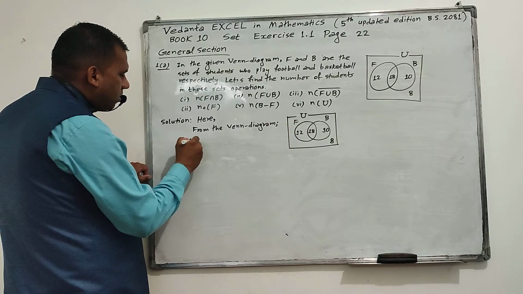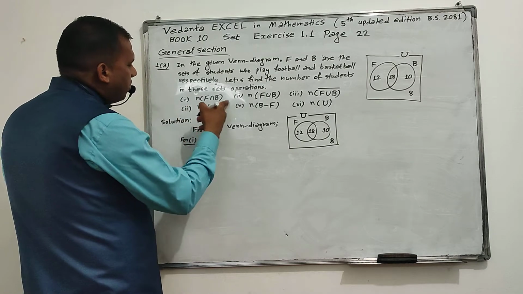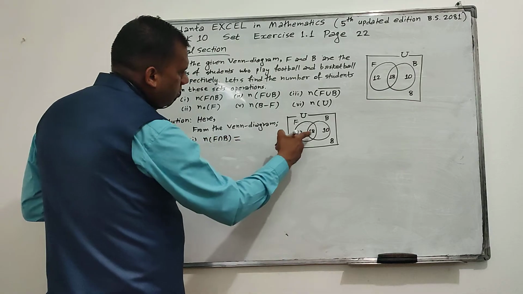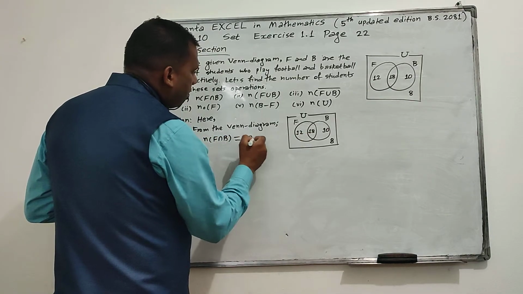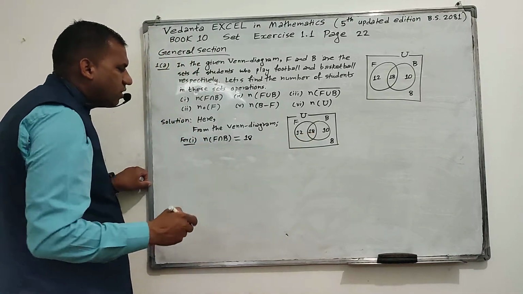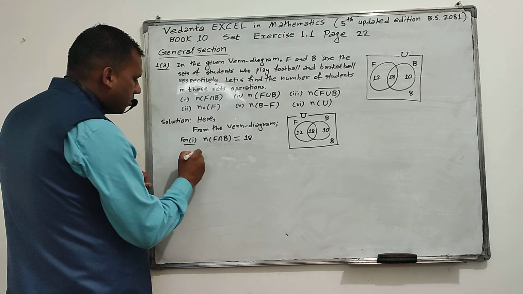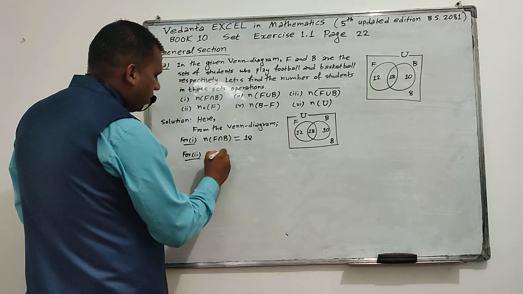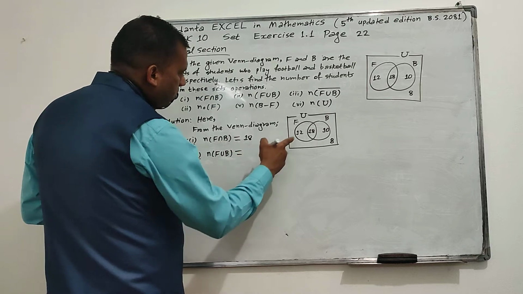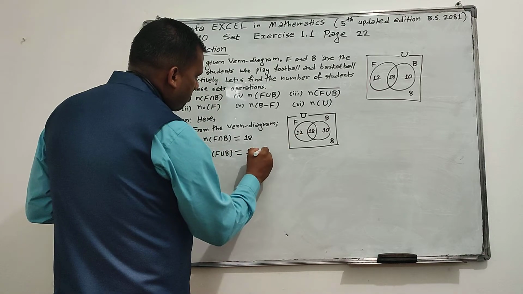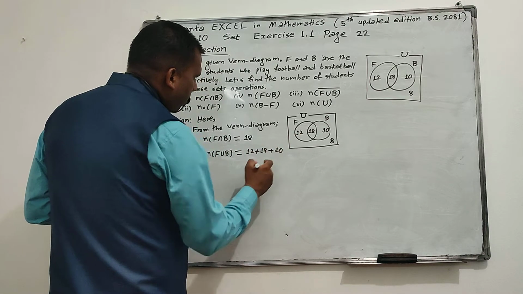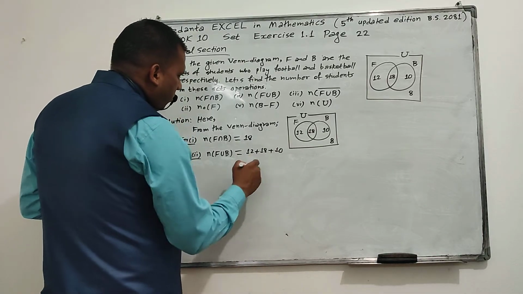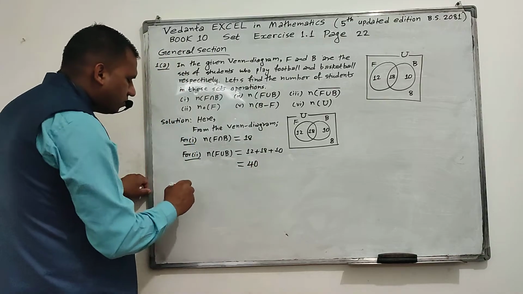For 1, we have to find number of F intersection B. Number of F intersection B equal to this one, 18. This is number of F intersection B. For 2, number of F union B. Number of F union B equal to 12 plus 18 plus 10. 18 plus 12, 30 plus 10, 40. That equal to 40.